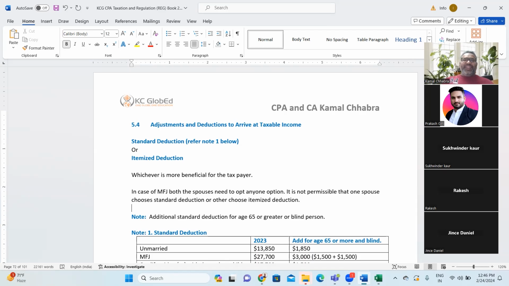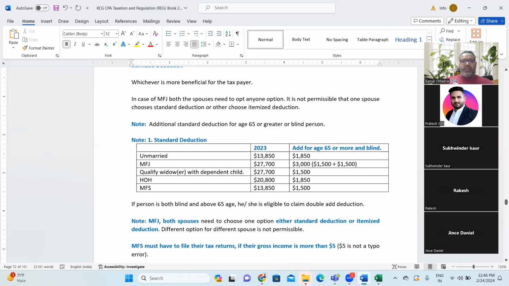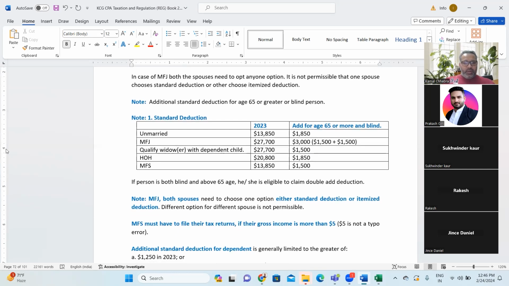The note over here is additional standard deduction for age 65 or greater or for a blind person. These are the limits for unmarried, or I would say single. $13,850 is the standard deduction. If the individual is more than 65 years of age, then 1,850 extra. Or if the individual is blind, then also 1,850 extra. Clear?